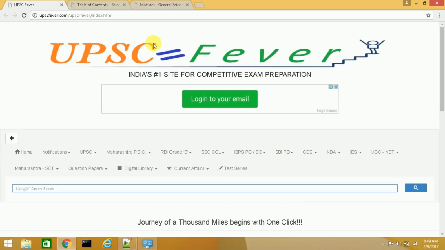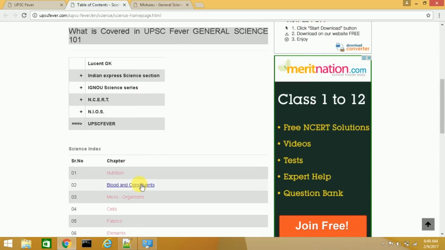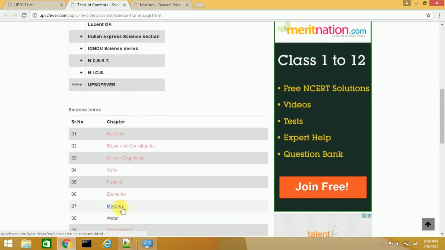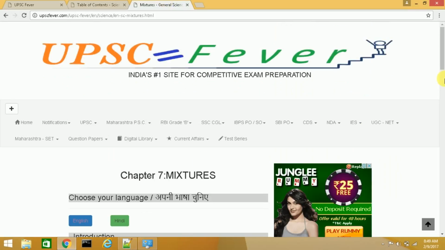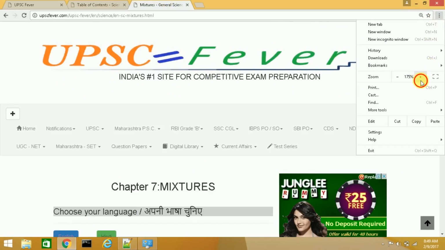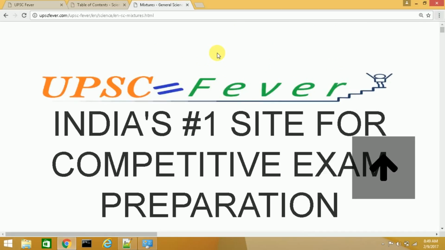In this chapter, today we are going to see chapter number 7 on mixtures. You have to click on UPSC and then select Science, and in Science you have to choose chapter number 7, that is on mixtures. This is a very factual chapter and there are many possible MCQs that can be asked from this chapter.